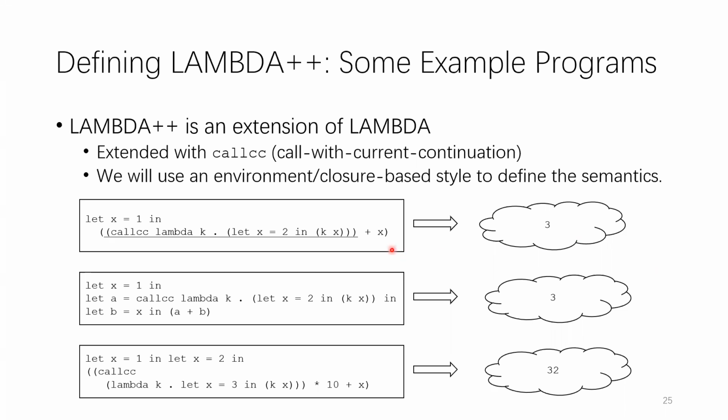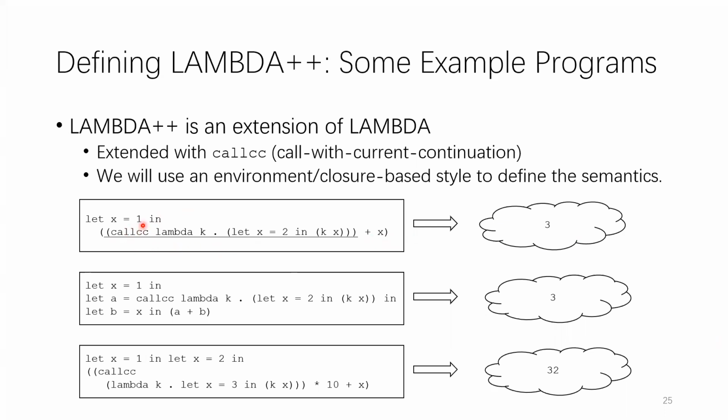I give 3 programs here, all of which are about the callcc construct that we'll be adding to lambda. Intuitively, callcc is the construct that takes a function as its argument, and the semantics of callcc is to apply that function on the current continuation, or the current computation. For example, let's look at the first example. We have let here, and then a callcc.